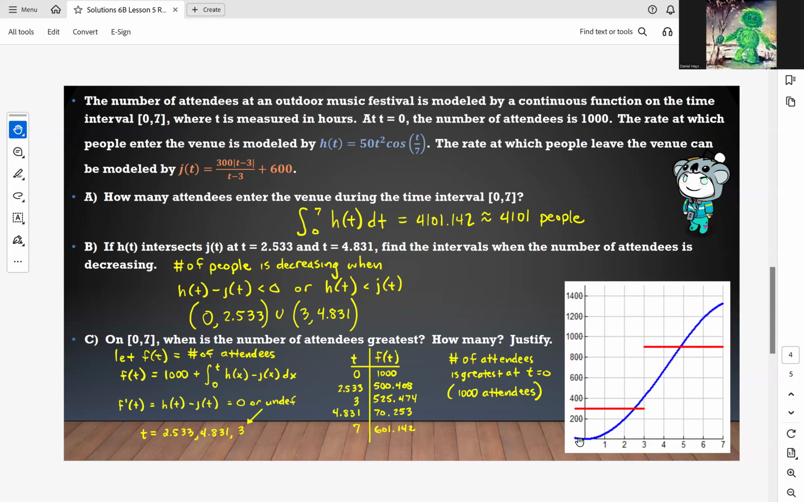I see from 0 to the first intersection, which is the 2.5, and then again from 3 up to the next intersection, which is about 4.831. So that's how I'm arriving at this interval here where I know the overall number of attendees is decreasing because the overall rate of change is negative.